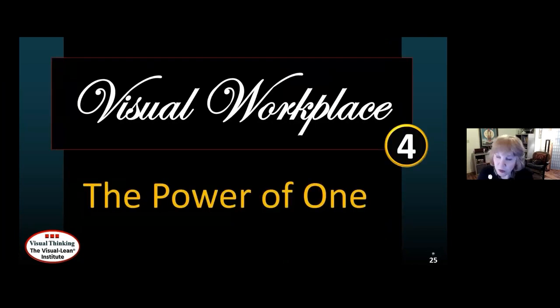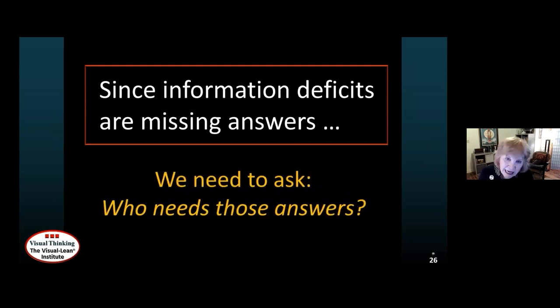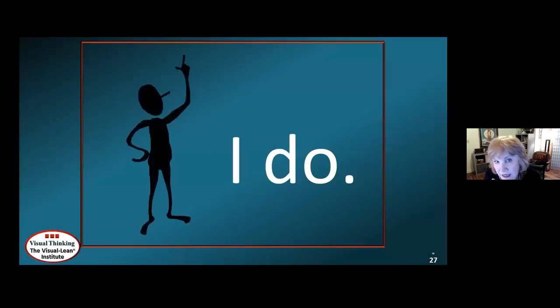I think it's next. The power of one. Yes, it's this section. The power of one. Since information deficits are missing answers, we have to ask, who needs those answers? Who needs those answers that are missing? And the answer is, I do. That I belongs to every single person in your organization. Visuality is I-driven. Now, some of you have immediately jumped into, how can we implement if everybody is the right eye?